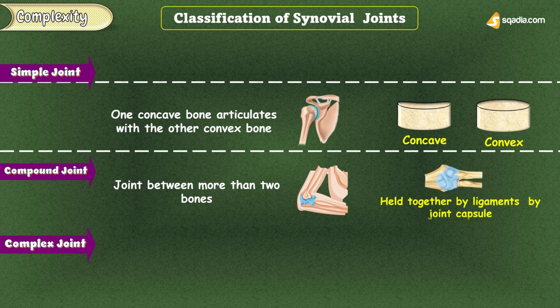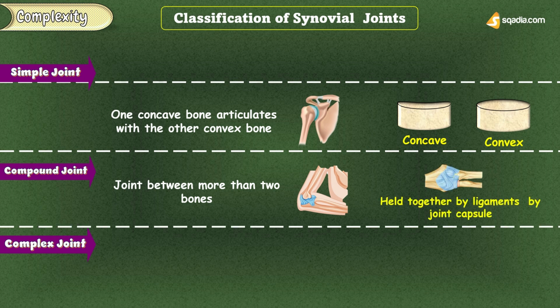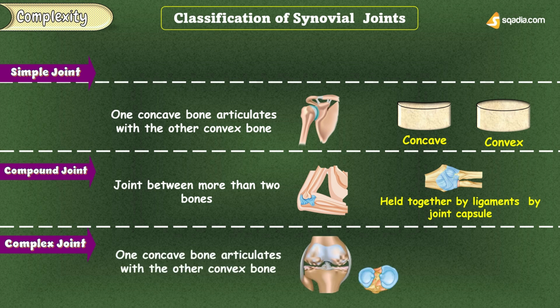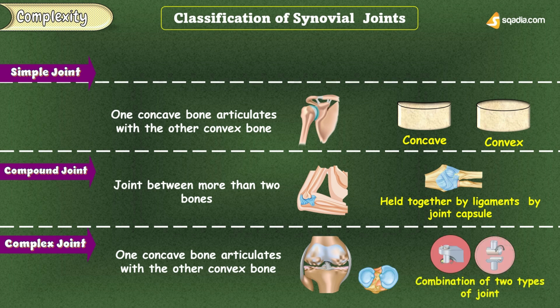The bones are held together by ligaments and are often surrounded by a joint capsule. The third is the complex joint. This is the type of joint that contains an articular disc or menisci. For example, the knee joint. Complex joints typically have a combination of features from different types of joints, such as the combination of hinge and pivot joints found in the elbow.